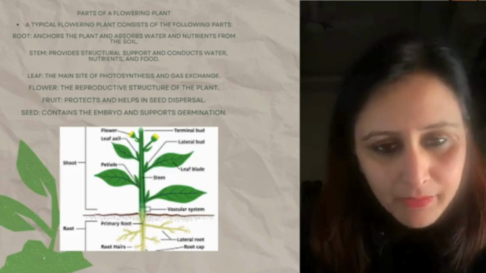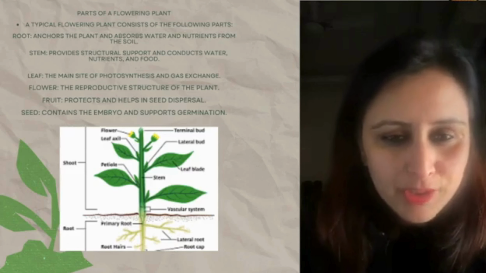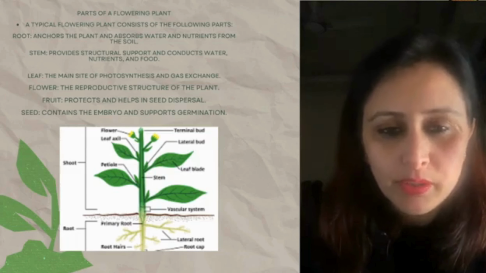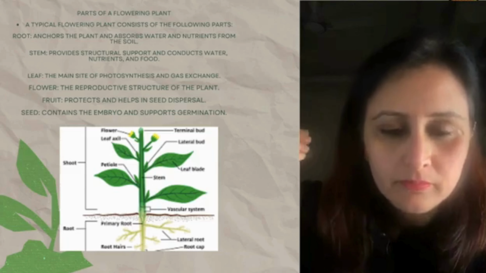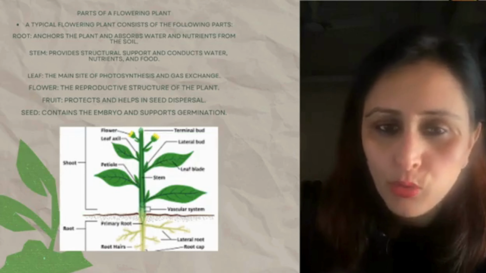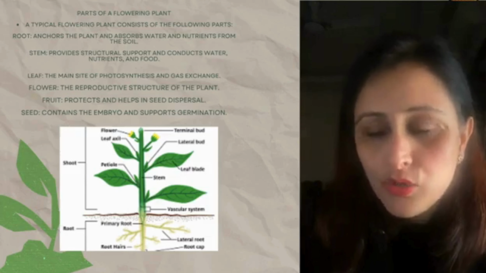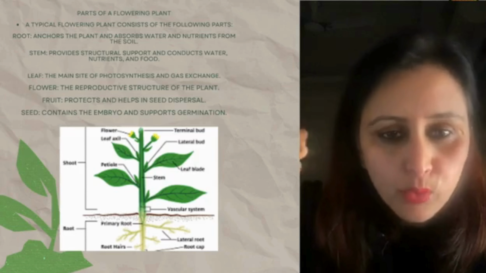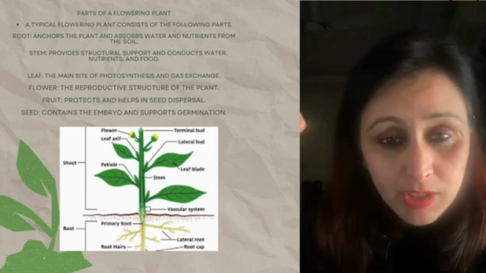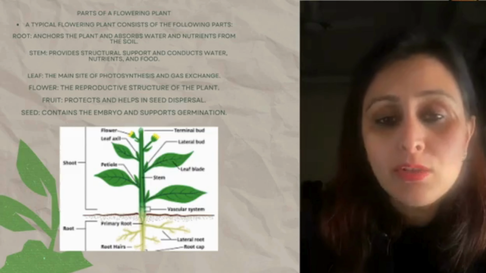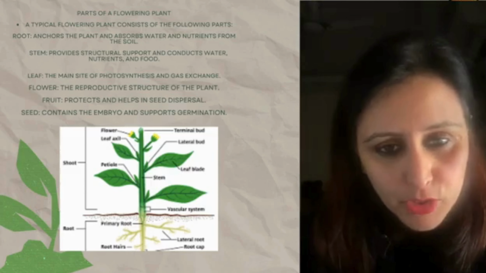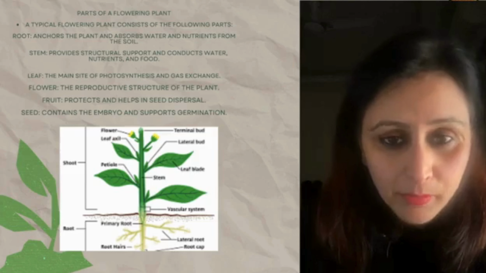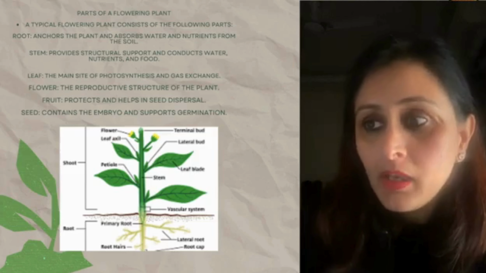Thirdly, we come to the leaf. We know that leaves are also called the kitchen of the plant because they are responsible for photosynthesis, and hence the plant undergoes autotrophism, right? So that is the main site where the food is manufactured and gas exchange takes place, right? Release of carbon dioxide with the help of the stomata, release of oxygen with the help of the stomata, right?